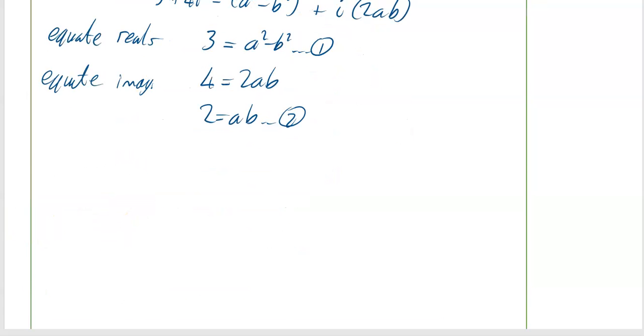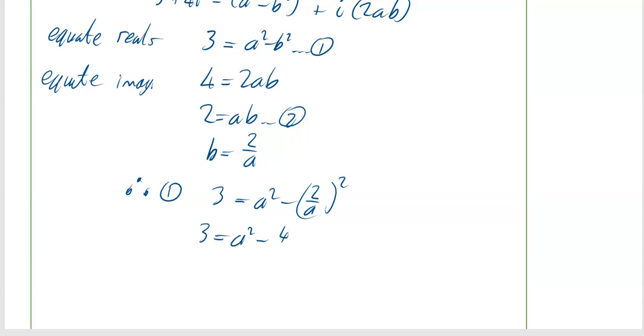So I'll just get down to what I need. So here, the way I've done it, I've just said b is equal to 2 over a. Therefore, my equation 1 becomes 3 is equal to a squared minus (2 over a) all squared. And then we'll just do that out. That's going to be 3 is equal to a squared minus 4 over a squared. And what could I do now? I could multiply through by a squared to give me 3a squared is equal to a to the power 4 minus 4. Okay, bring everything to one side. You're going to have 0 is equal to a to the 4 minus 3a squared minus 4.